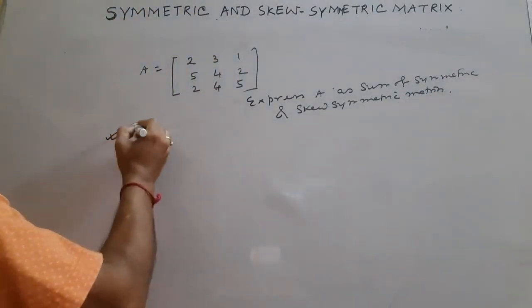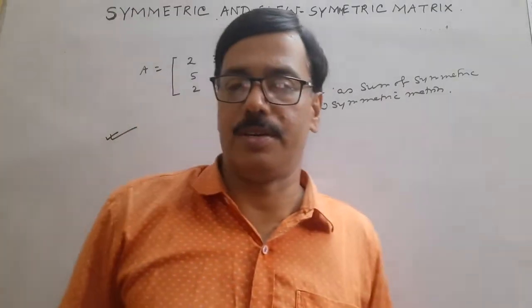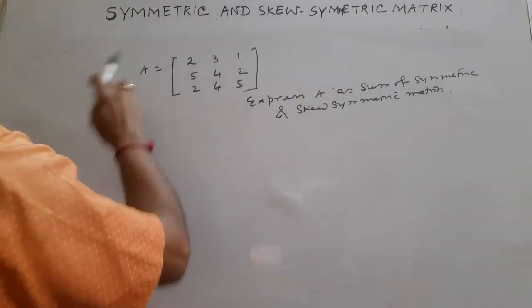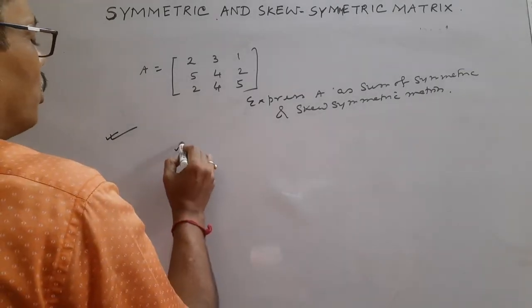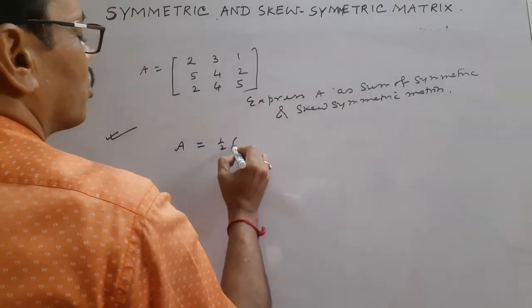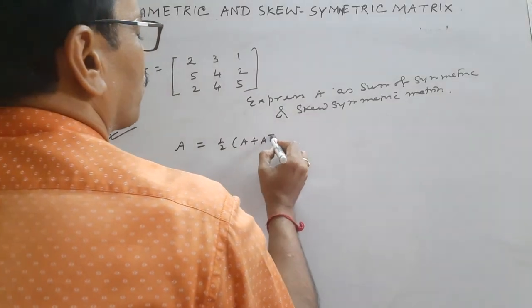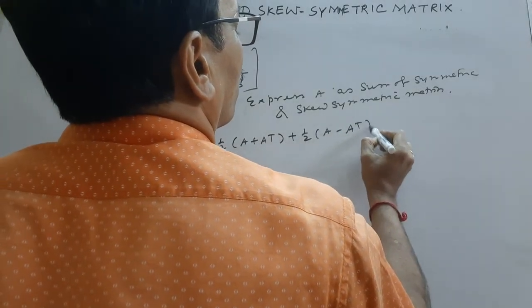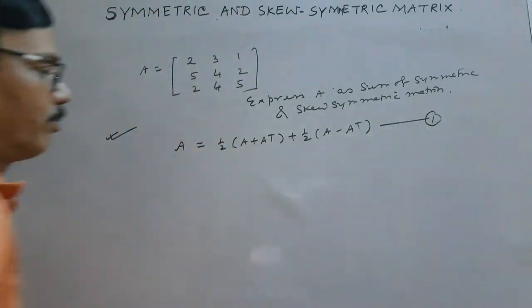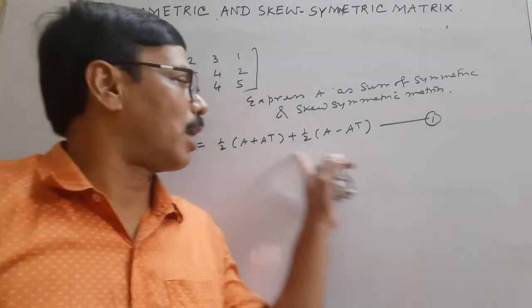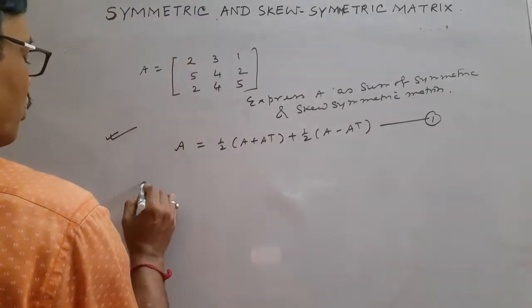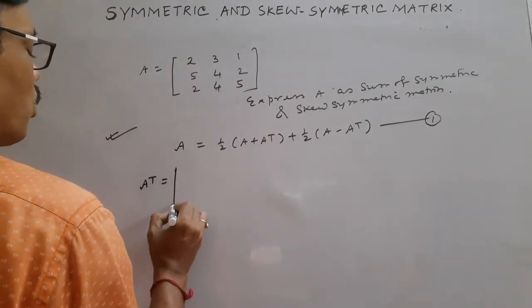So this is converse one, most important. Now look, we know the theorem: A equals half of (A plus A transpose) plus half of (A minus A transpose). So this is 1. Now we have to calculate half of A plus A transpose and half of A minus A transpose. Now what is A transpose?